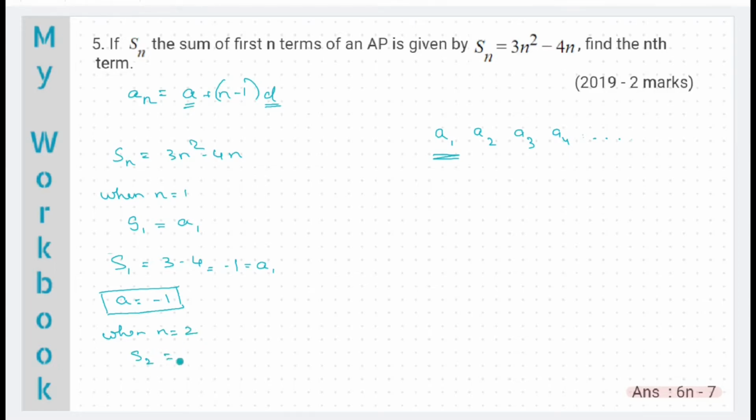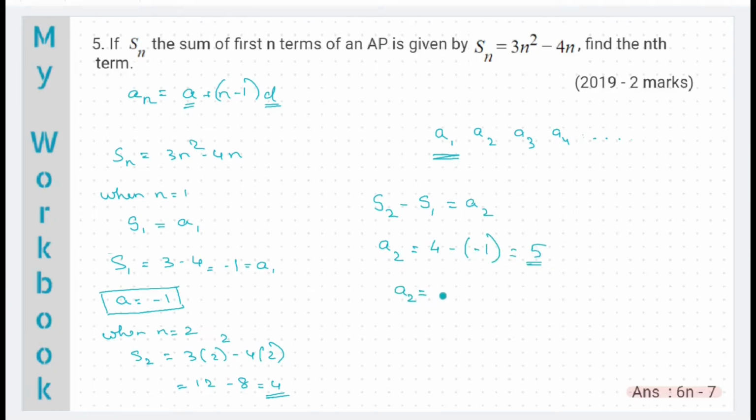S of 2 is 3 into 2 square minus 4 into 2. 12 minus 8, which is 4. So S of 2 is 4. Sum of the first two terms minus sum of the first term will give you the second term. So A2 will be S2, which is 4, minus minus 1, which is 5.